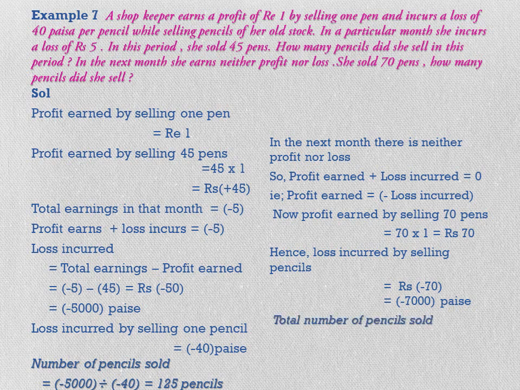Therefore, total number of pencils sold is equal to negative 7,000 divided by negative 40 is equal to 175 pencils, because total loss by selling pencils is equal to negative 7,000. Loss by selling one pencil is negative 40. Therefore, number of pencils, how will you find out? Total loss divided by loss by one pencil. That is negative 7,000 divided by negative 40 is equal to 175 pencils. In that period, she sold 175 pencils.